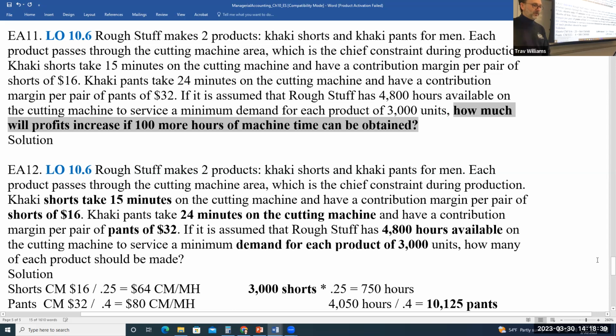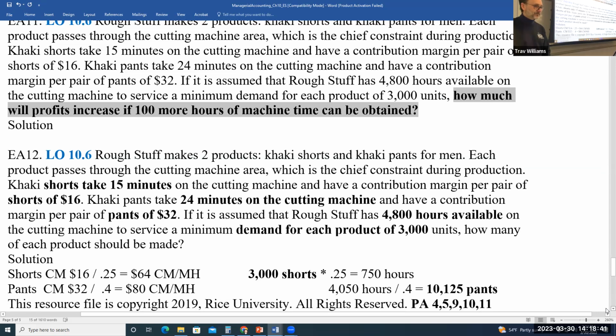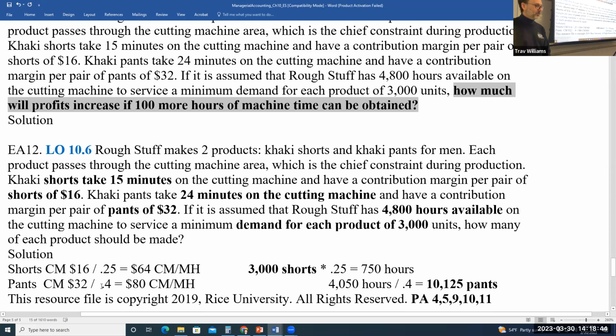So remember from our previous analysis here, the pants were more profitable, right? They had an $80 contribution margin per machine hour, right? So if we have 100 more hours, we should use that for making more pants. And let's see. So we have to figure out how much our contribution margin is going to increase if we have 100 more hours.